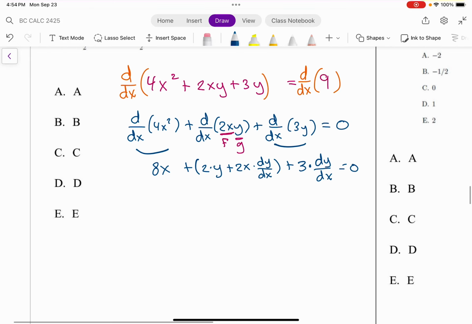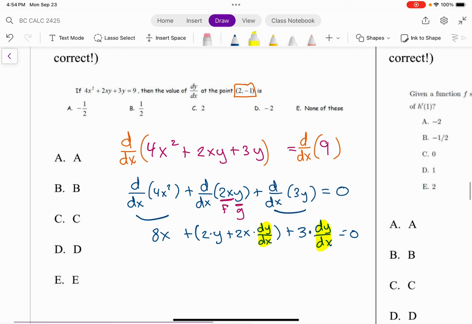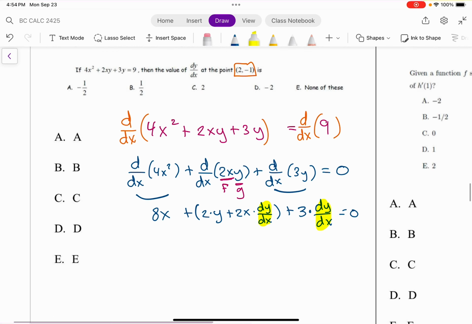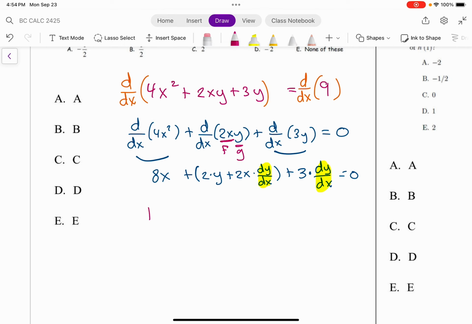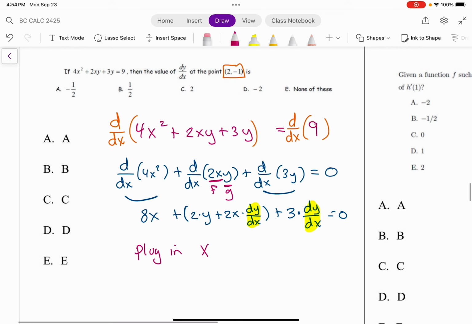and I get 0. And now if you look at this equation, we need dy/dx, right? At the moment, x is 2 and y is -1. So we can plug that in at any moment. I like to do it now. So let's plug in 2 for x and y equals -1.